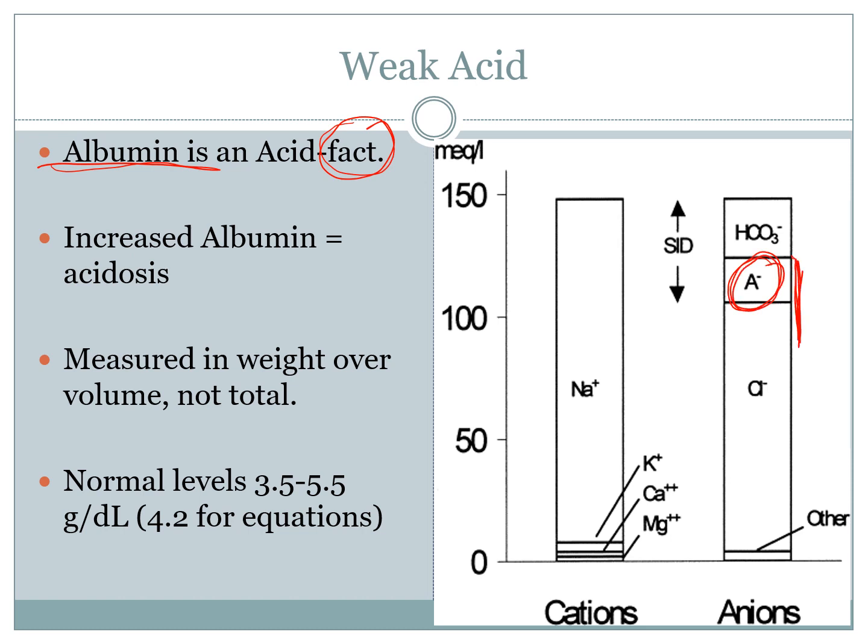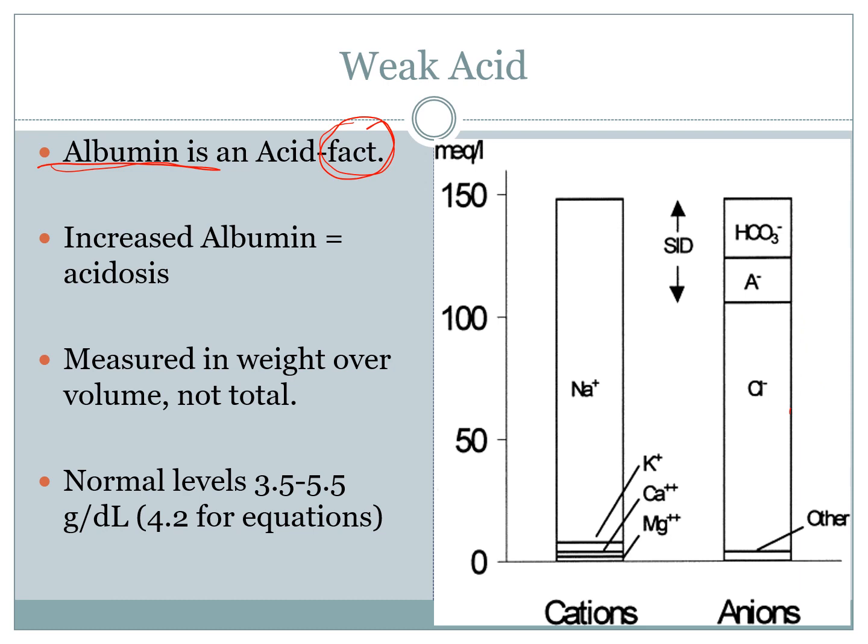Now, because albumin itself is a weak acid, when its numbers increase, the same sort of thing happens that happened when the chloride numbers increase. We have an increase of anions within the body, and therefore we need to balance that with more hydrogen ions, more cations in order to counteract. So that's nice and simple. It's also simple to think because it's a weak acid, you have more in the body, therefore there's going to be more of a problem.